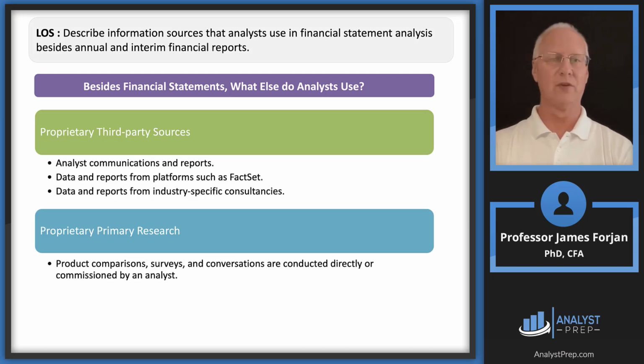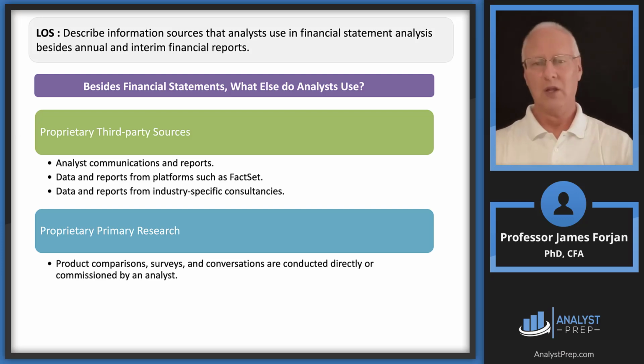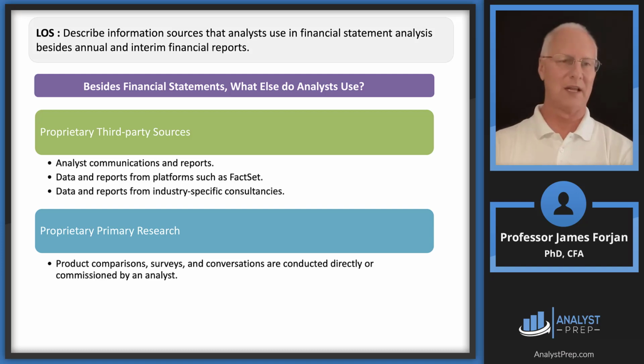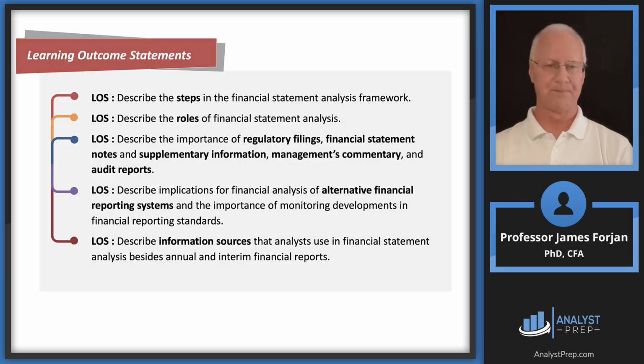Proprietary third-party sources. Just this morning, in class, I have my students do an assignment in which they have to compute some ratios. One student said, hey, can I do this using Bloomberg? I said, sure. We got on the Bloomberg terminal, and within 5 seconds we had lots and lots of ratios and way more information than this student even wanted. So we can pay for third-party research and we can pay for primary research. And that takes us through these LOSs.